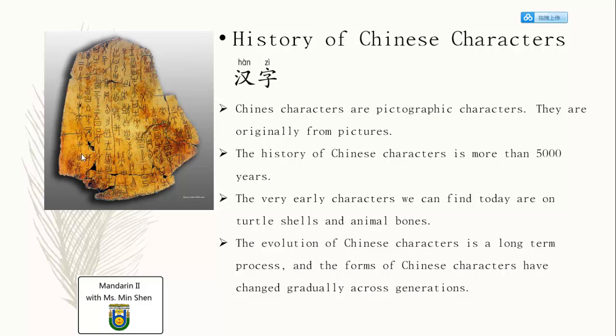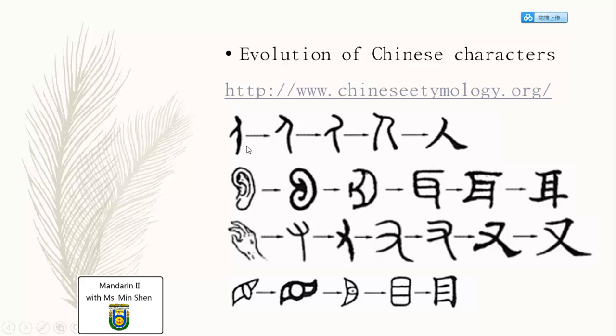These characters, you can see some of them look like pictures. So Chinese characters are actually pictographic, which means originally they're from pictures, and from generation to generation, the forms of Chinese characters have changed gradually. We can look at the examples of this evolution.